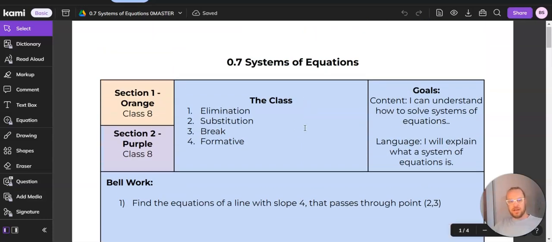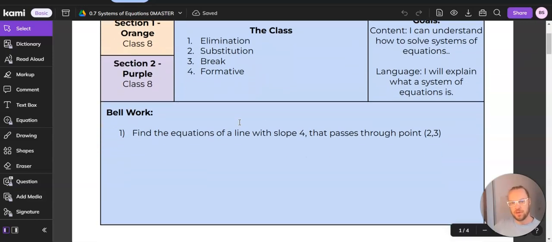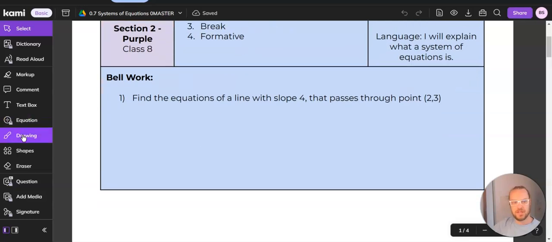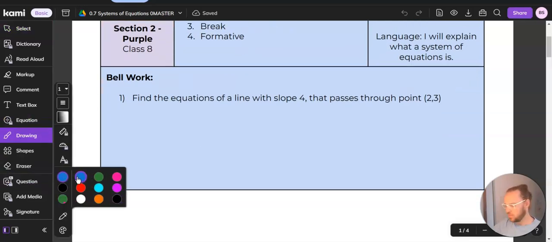All right, guys, we've got lesson 7 here, systems of equations. And to begin with, of course, we'll start with our bell work. If you haven't had a chance to do it, please just pause the video and give it a try. All right, assuming you gave that a try now.